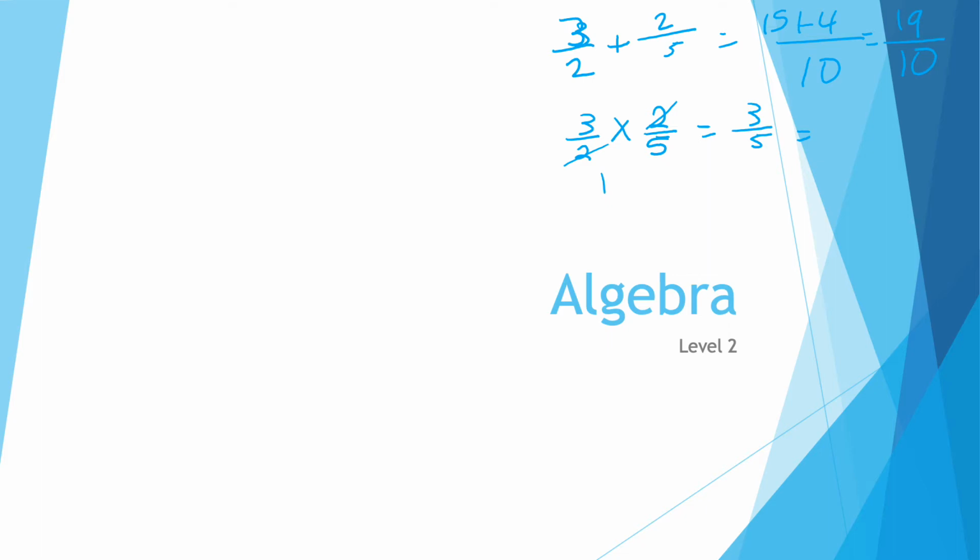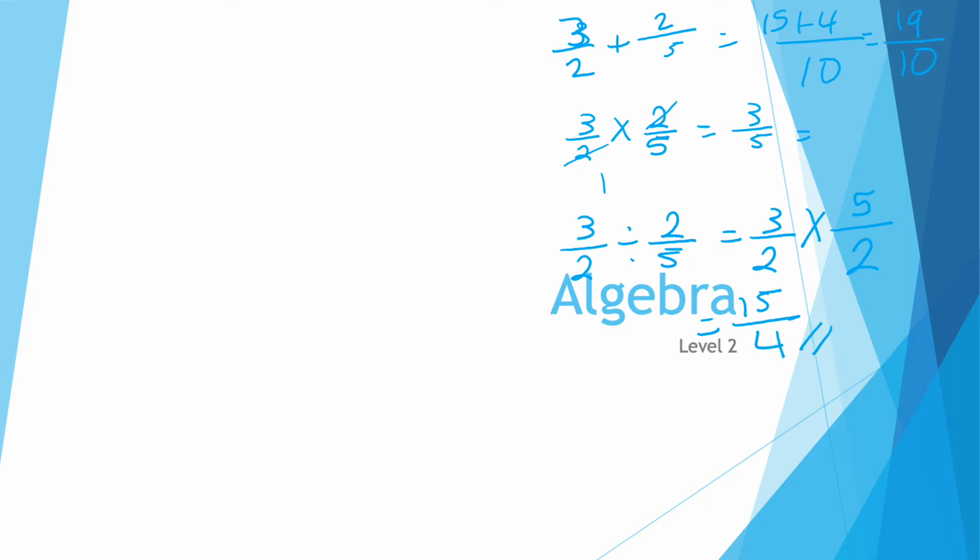When you divide fractions, you rewrite the first one. So you rewrite the same fraction, then you change the division into multiplication, then you flip over the second fraction, so it becomes 5/2. Now you multiply. Normally you can't simplify anything here, so you've got 15/4. Okay, so that's how you add, subtract, multiply and divide fractions.